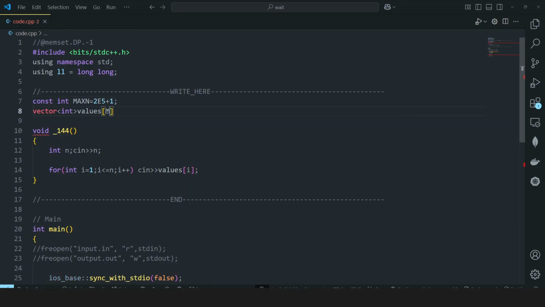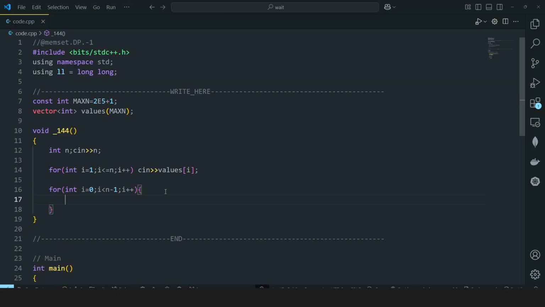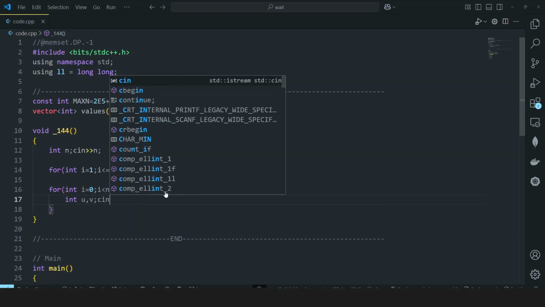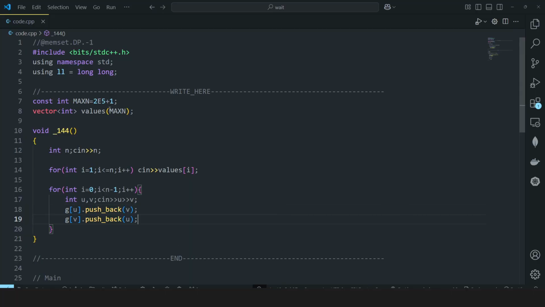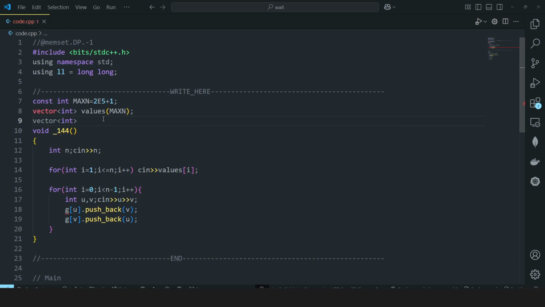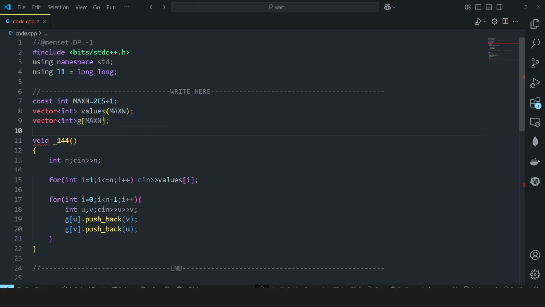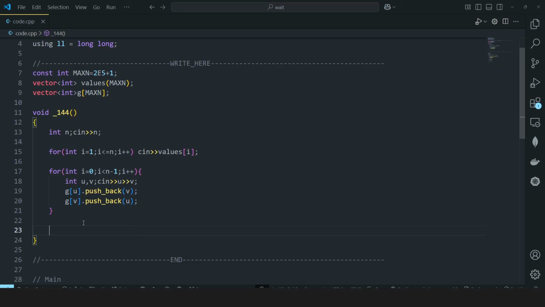So I have taken the input for each of the vertex values, and now I have to take inputs of n-1 lines. Each line consists of two integers, u and v. Store them in an adjacency list, so g of u dot push_back v. We declare this adjacency list globally, so vector int g, and again it will be of size maxn only, like this, right?